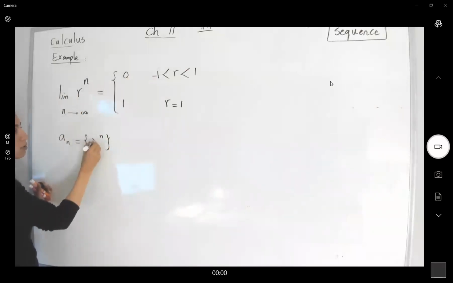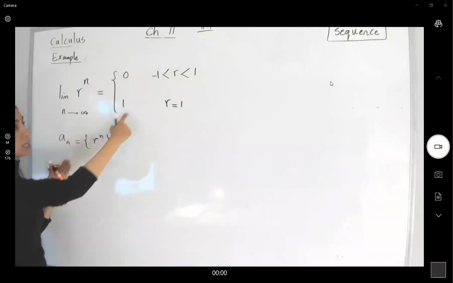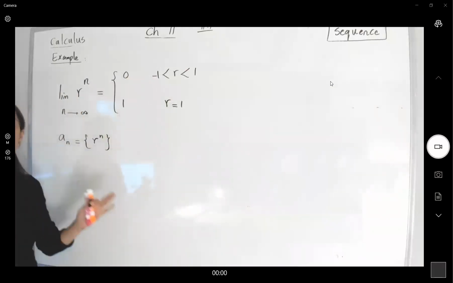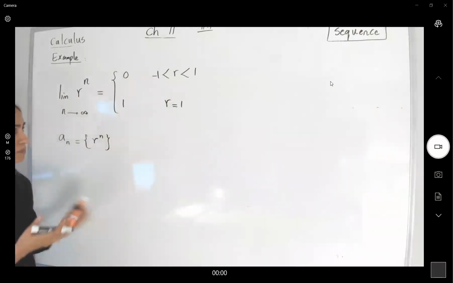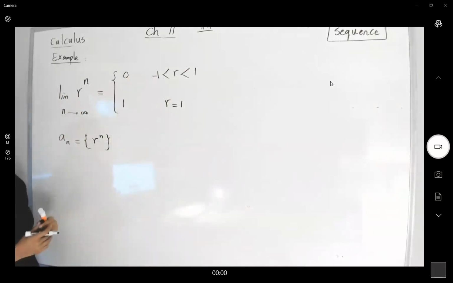If r is equal to 1, you say that this sequence is convergent to 1. If r is in between -1 and 1, 0, a half, a third, those fractions, then the limit also goes to 0 and it is convergent.